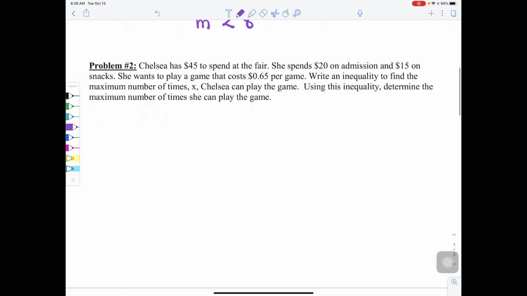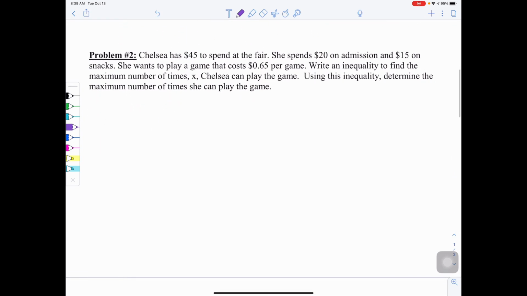In problem 2, Chelsea has $45 to spend at the fair. She spends $20 on admission and $15 on the snacks. She wants to play a game that costs 65 cents per game. Write an inequality to find the maximum number of times X Chelsea can play the game. Using this inequality, determine the maximum number of times she can play the game. Again, they're defining the variable for you. You do not have to write it, but for note purposes, we want to be very clear here.